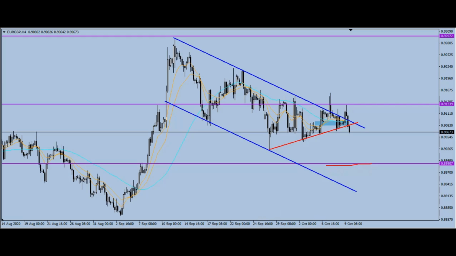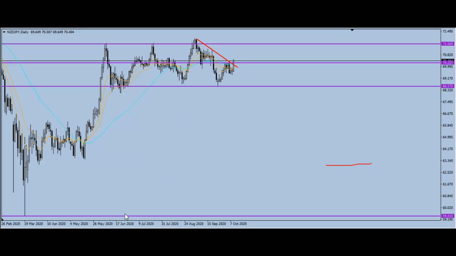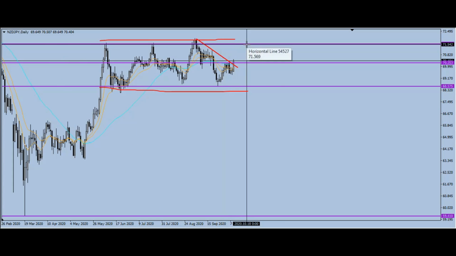I'll move on to the next now, and that's NzdJpy. NzdJpy has actually been trading in a range. You can see it right here. We have the bottom of the range, and right here we have the top of the range. And the size of this range, I don't know. Let's see if I can get it. The size of the range is 290 something pips. Okay, let's say 300 pips. That's the size of the range, and it shows that it's actually a very tradable range.